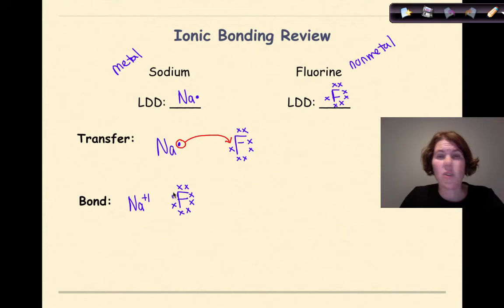I'm going to make it different. You don't have to, but I'm going to make it different to say, hello, look, I'm from sodium. Then have the brackets around it and an overall charge of -1. This is the ionic bond. This is the positive-negative force of attraction that occurs between these two ions that we've now formed.